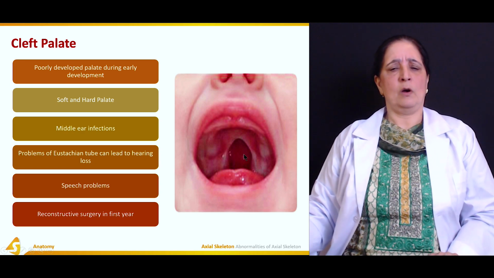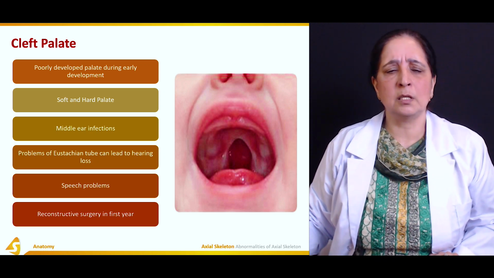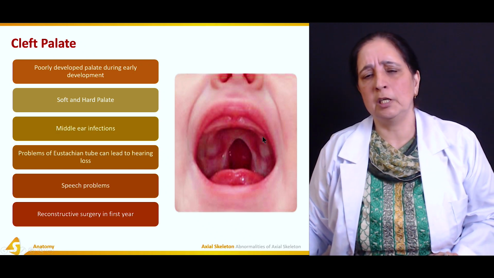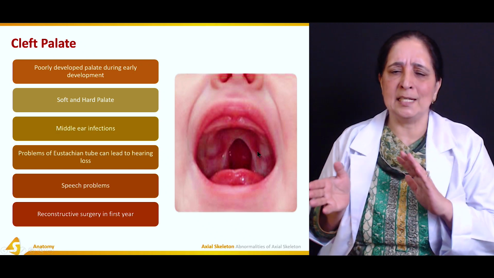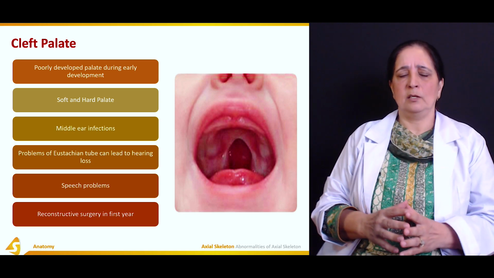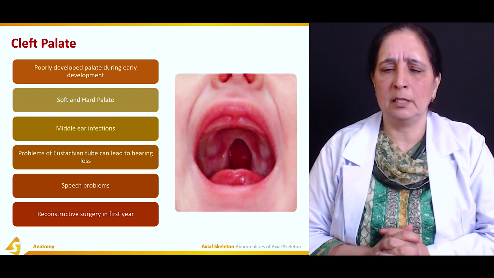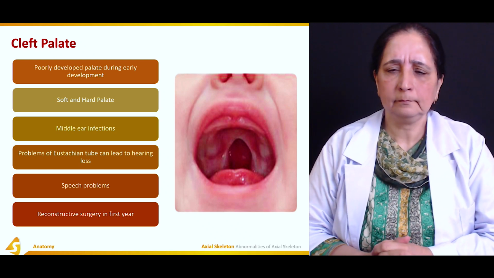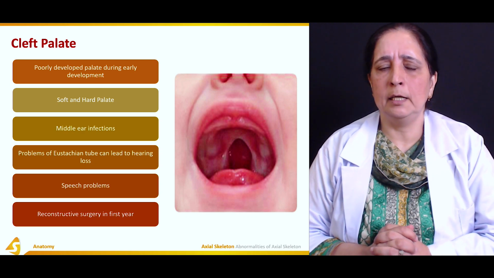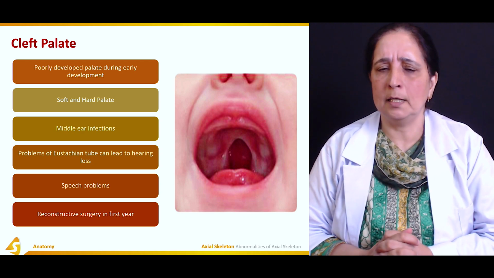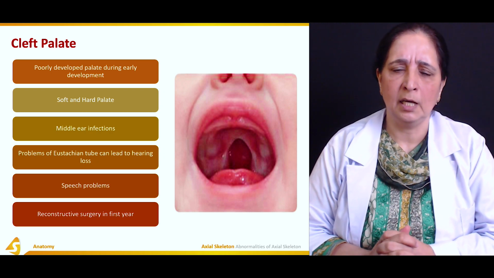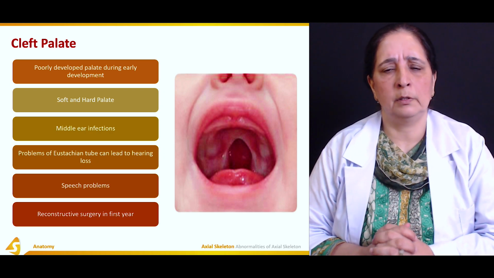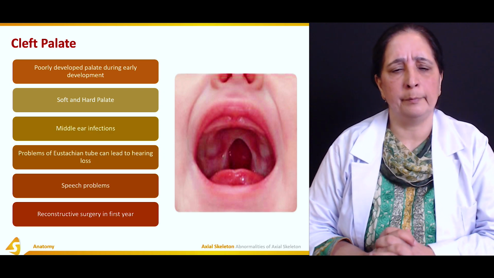This cleft palate also causes hearing loss due to pressure on the eustachian tube. This eustachian tube is responsible for maintaining the pressure in the ear, so when there is a problem with it, it can cause hearing loss. The treatment for cleft palate is reconstructive surgery that can be performed in the first year of life, so too many complications can be avoided.